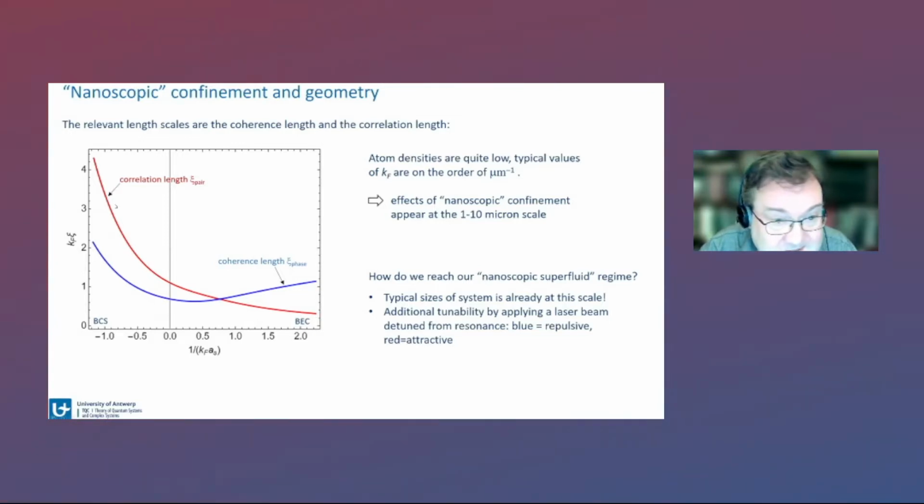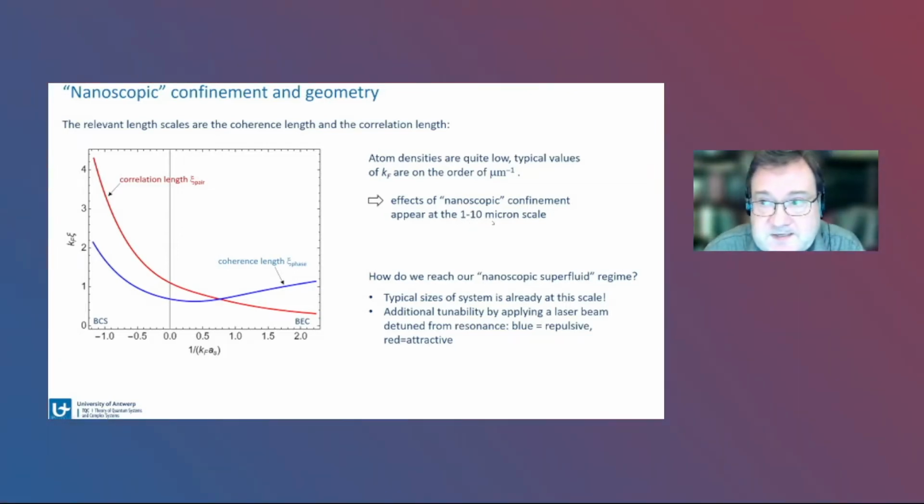That's the red curve. But if you look at the maximum of the two, then this does not drop much below 1 in these units. These are units determined by the Fermi wave number, which is for these systems typically on the order of inverse microns. So when confinement will start to modify the superfluid properties, that's really on the 1 to 10 micron scale.